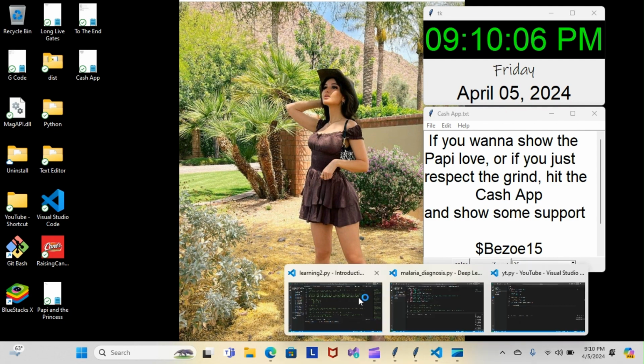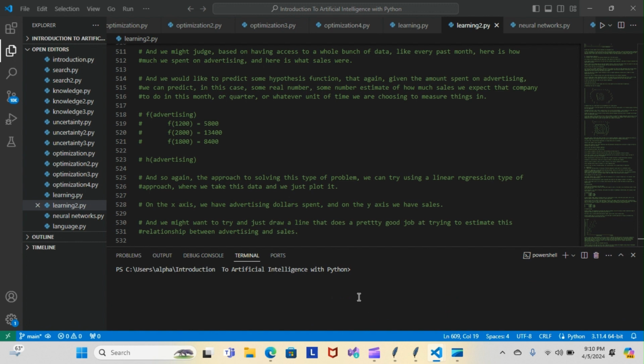Now, last night, if you recall, we went over the process of creating a hypothesis function for our advertising dollars spent equaling out to company sales. We're going to pick up where we left off. Again, the approach to solving this type of problem, we can try using a linear regression type of approach where we take this data and we just plot it. On the x-axis, we have advertising dollars spent, and on the y-axis we have sales. And you might want to try and just draw a line that does a pretty good job at trying to estimate this relationship between advertising and sales.